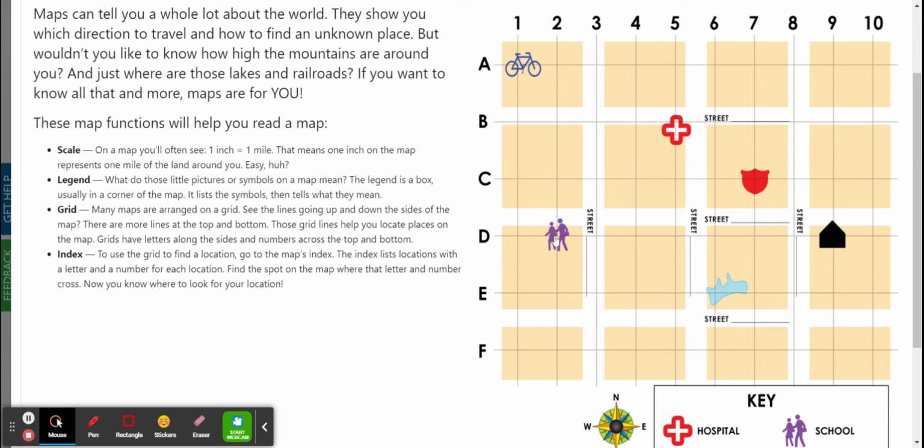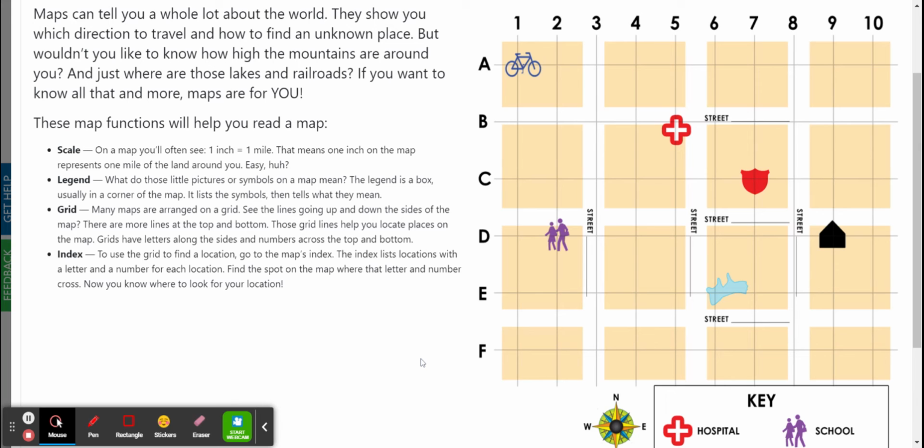So take a look. The school is at D2, right? D2. Okay? Or you can call it 2 and then D, right? Usually you would use, I guess, the x-axis before you use the y-axis. You would call it 2D. Whereas the firehouse is at 7C, okay? And the home is at 9D.